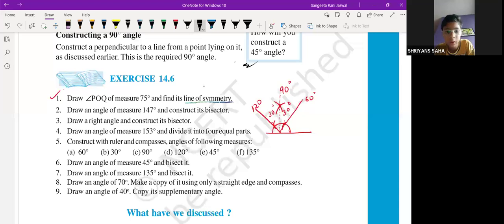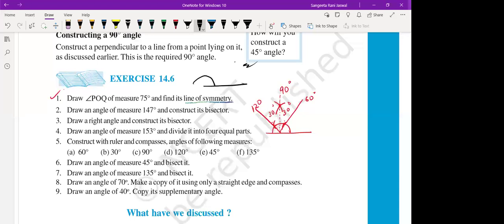First, you will make a 60-degree arc like this. Then a 120-degree arc, right? Then you will bisect these two, you will get your 90 degrees. Now, when you bisect 60 degrees and 90 degrees, you will get your 75 degrees.